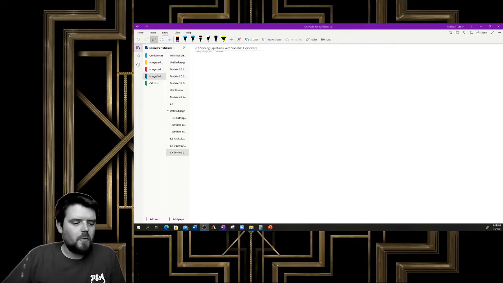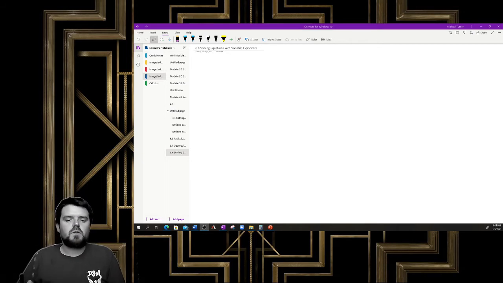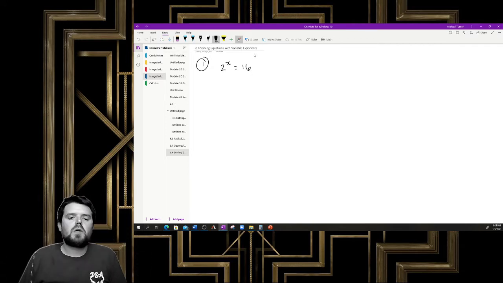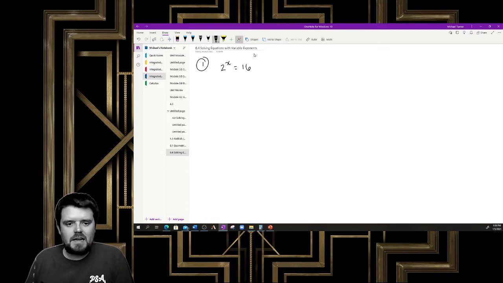So for 6.4, we are looking at solving equations with variable exponents. Most of these are fairly straightforward. So if I have something like 2 to the x equals 16, and if I'm trying to solve this without using logarithms, then the goal is to make the base the same on both sides so that I can set the exponents equal to each other. So in number 1, I want to write 16 as 2 to some power.